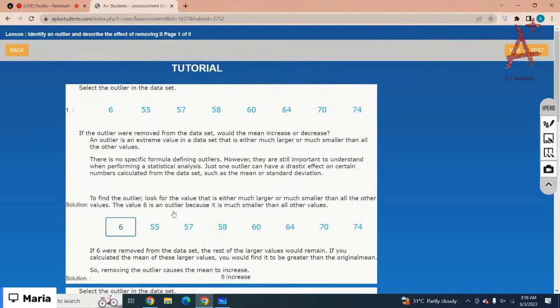Okay, so if 6 were removed from the data set, the rest of the larger values would remain. If we calculated the mean of these large values, you would find it to be greater than the original mean. So removing the outlier causes the mean to increase. Got it? So when you remove the outlier, that means the mean is increased. Got it?